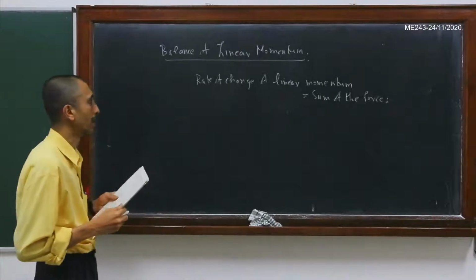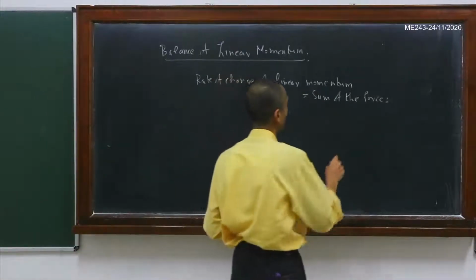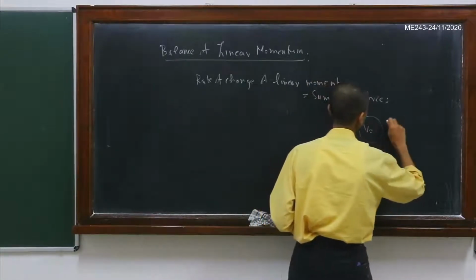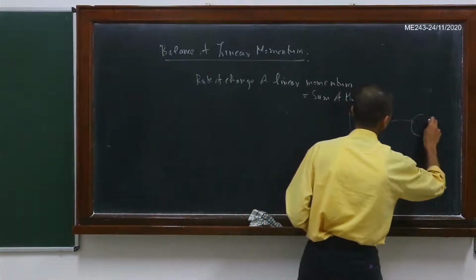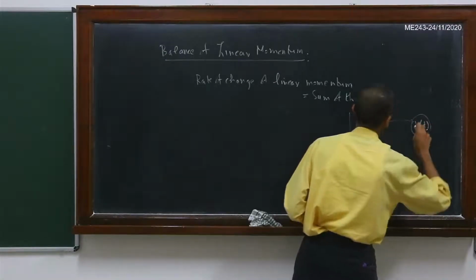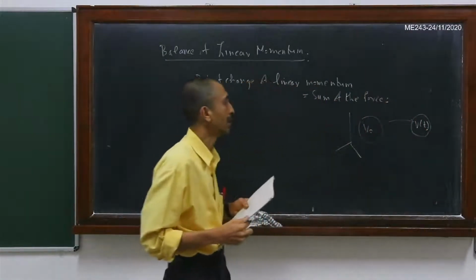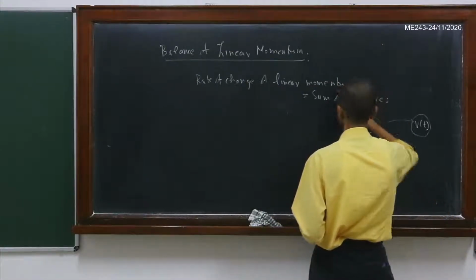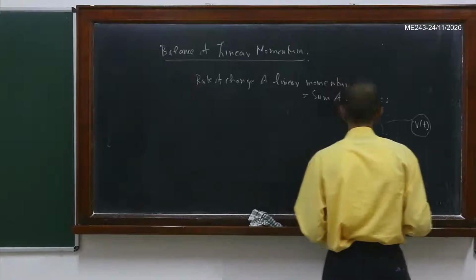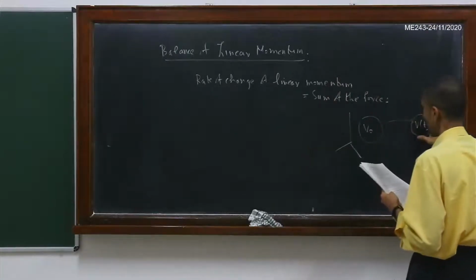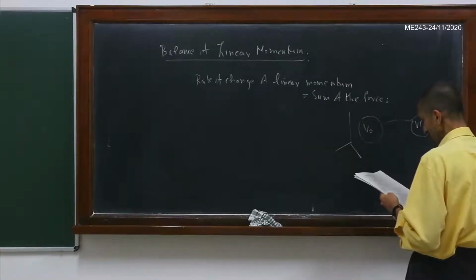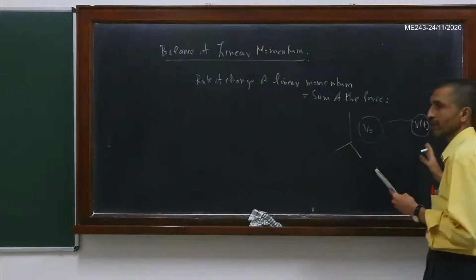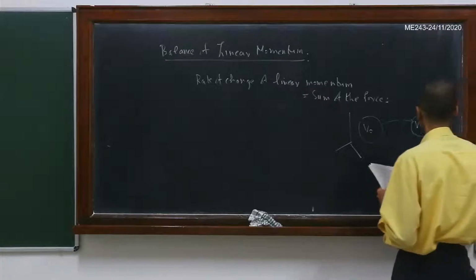So suppose now you have your material volume V0 in the reference configuration, and that goes to some V of t in the deformed configuration. Now we say that the rate of change of linear momentum for this material volume V of t is equal to the sum of the forces that are acting on it. So first let us look at what are the types of forces that act on this V of t.